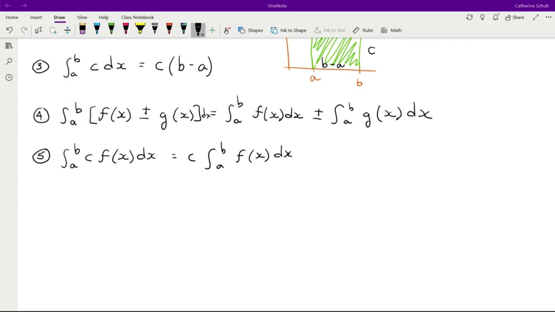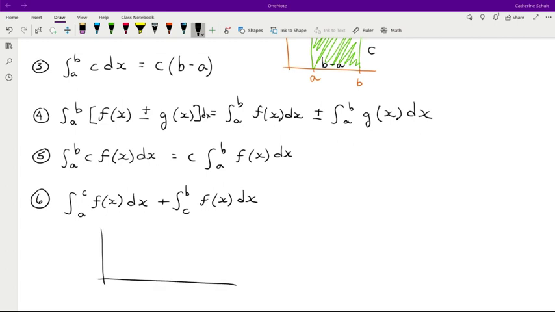And then finally, the last one we're going to look at is if we have the same function and we create a stopping point in the middle of our interval a to b, and then we add them up. Visually, what this looks like on the graph, we could have a function, this be f, from a to b.